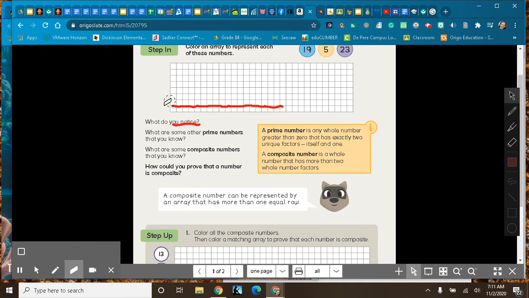Let's take a look at our eraser here. It's not working. Okay.